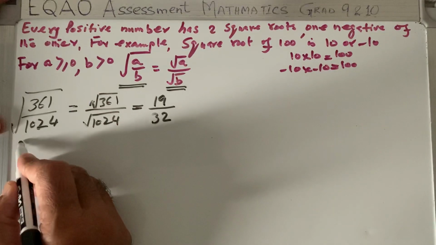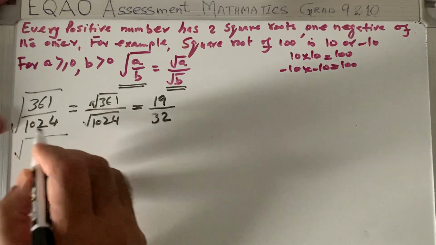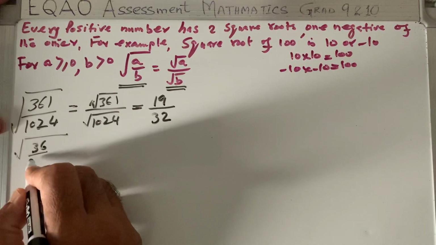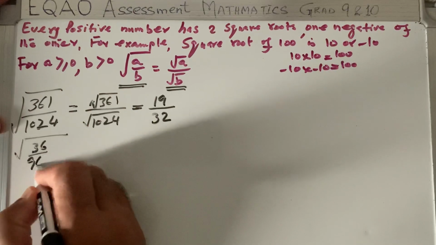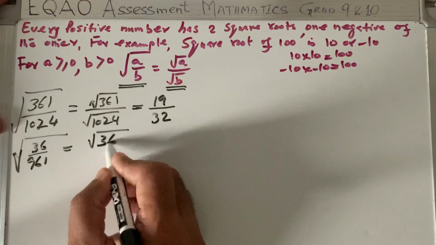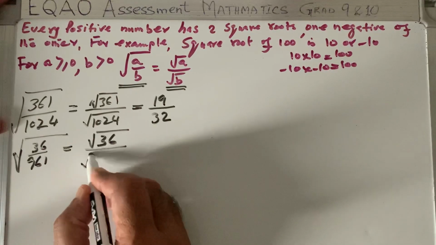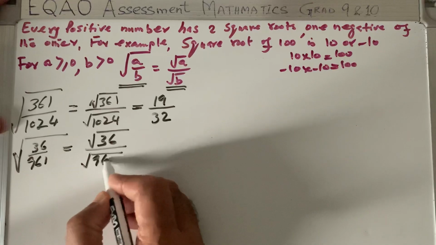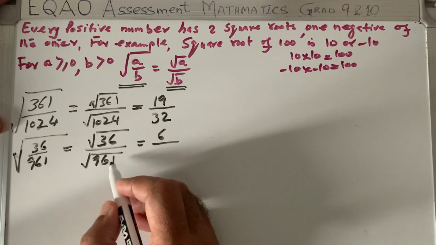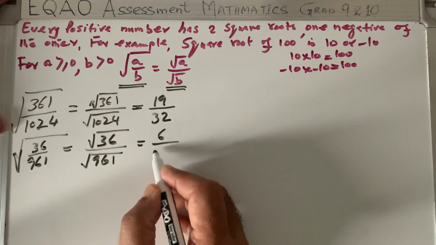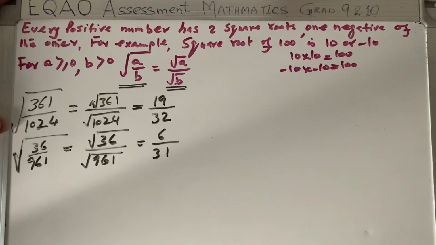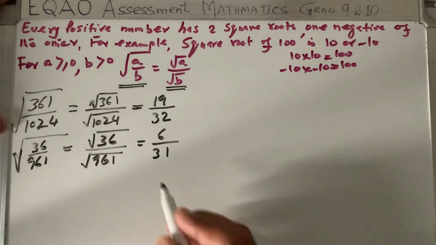So in this exercise, we will be repeating all of such questions where the square root is on the whole fraction, and then we will separate them, the square root on numerator and denominator separately, and then do the square root of each positive number. So square root of 36 is 6, right? And 961 is 31, because 30 times 30 is 900, so it should be more than 30, right? So it is 31.